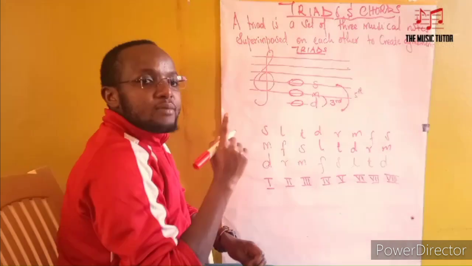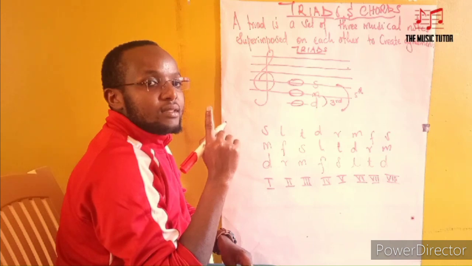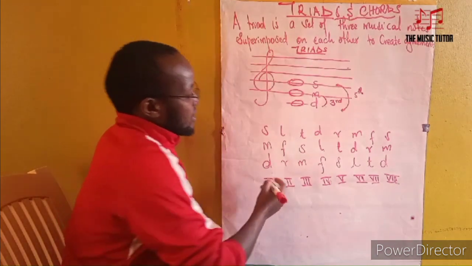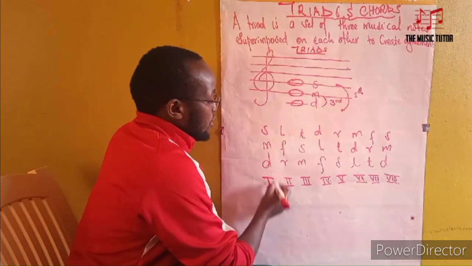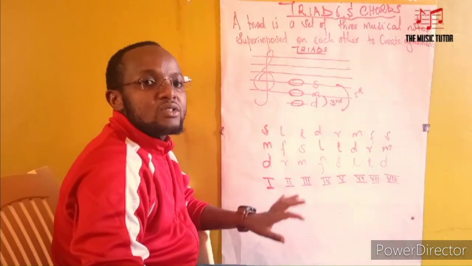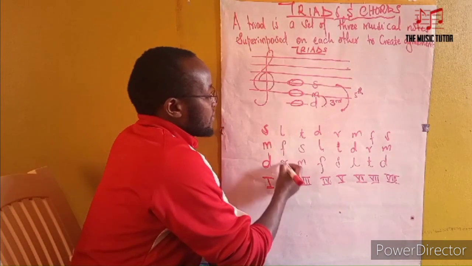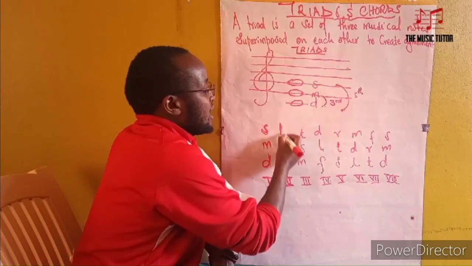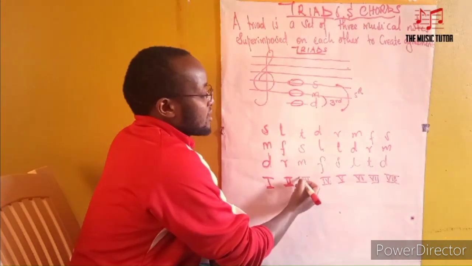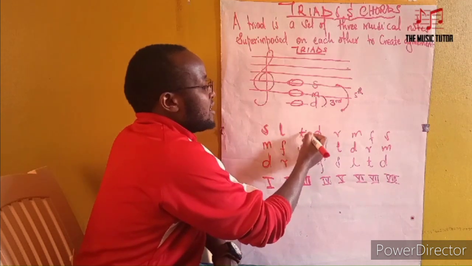So, from the scale of C major, from the scale of key C, we shall create the following triads. Triad 1 is made up of Do, Mi, So. When sounded together, they sound very harmonious. Triad 2, Re, Fa, La. When sounded together, they sound harmonious. Triad 3, Mi, So, Si.